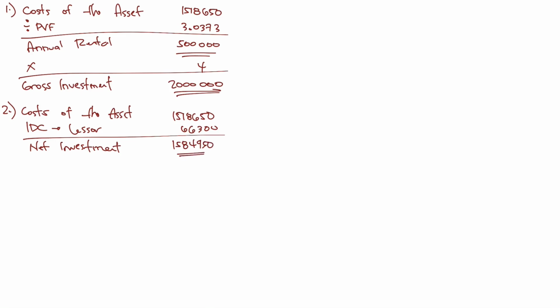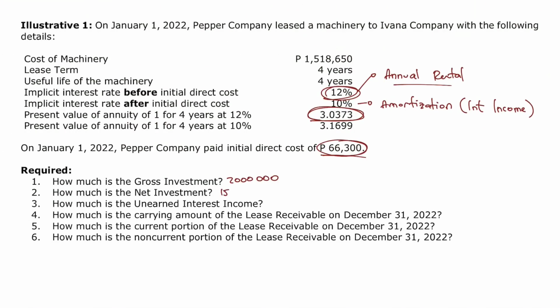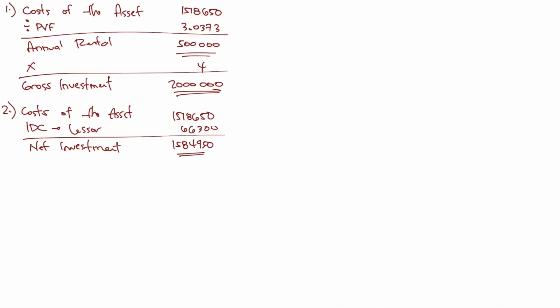Okay? So, 1,584,950 will be our final answer for the second requirement. Then, third requirement, how much is the unearned interest income?